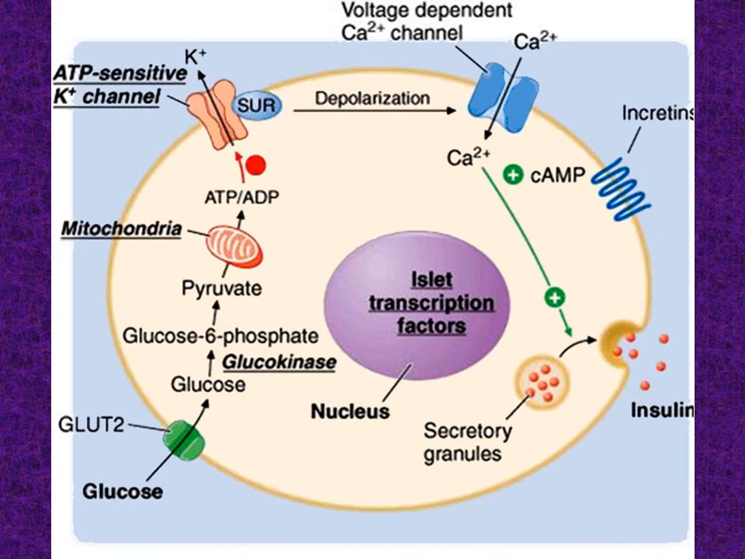Once again, the same thing. This is the ATP sensitive potassium channel, and glucose is entering into the cell through GLUT, and there is closure of this ATP sensitive potassium channel by sulfonylureas, which leads to depolarization and entry of calcium and the release of insulin from the secretory granules. This is insulin. So this is why secretagogues are those drugs which cause increased secretion of insulin from the secretory granules, and sulfonylureas are secretagogues.